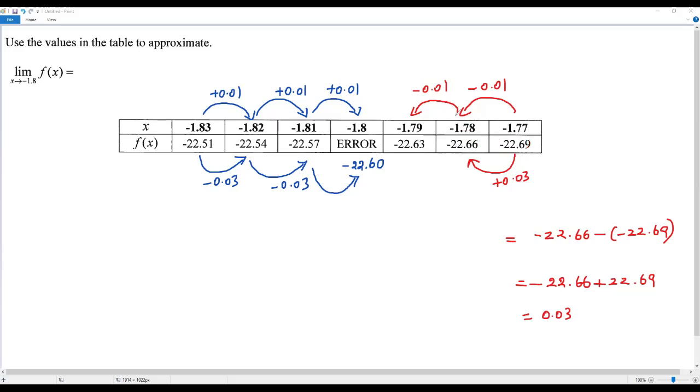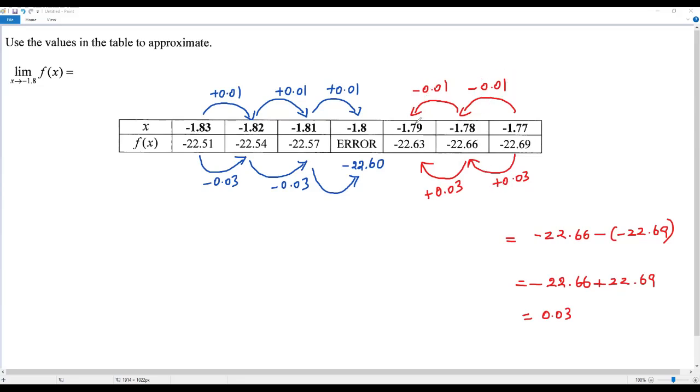Again, if we decrease the value of x by 0.01, that is from negative 1.78 to negative 1.79, f of x is again getting increased by 0.03. If I add 0.03 to this value, I get negative 22.63. So to the right side of negative 1.8, every time I decrease the value of x by 0.01, f of x increases by 0.03.